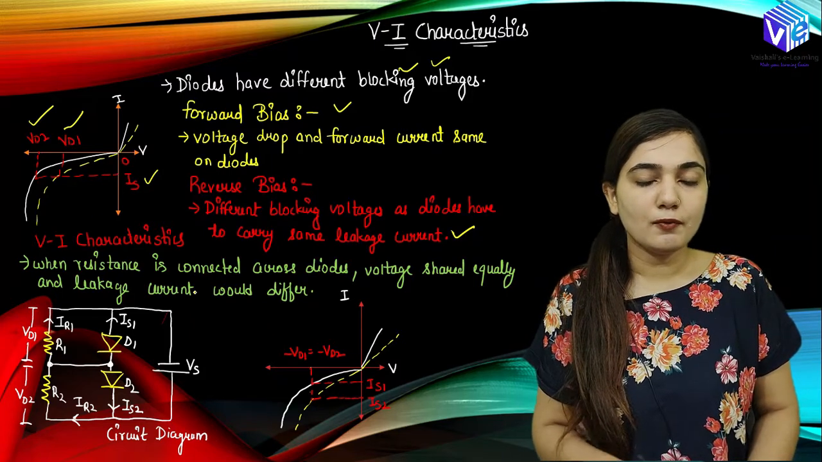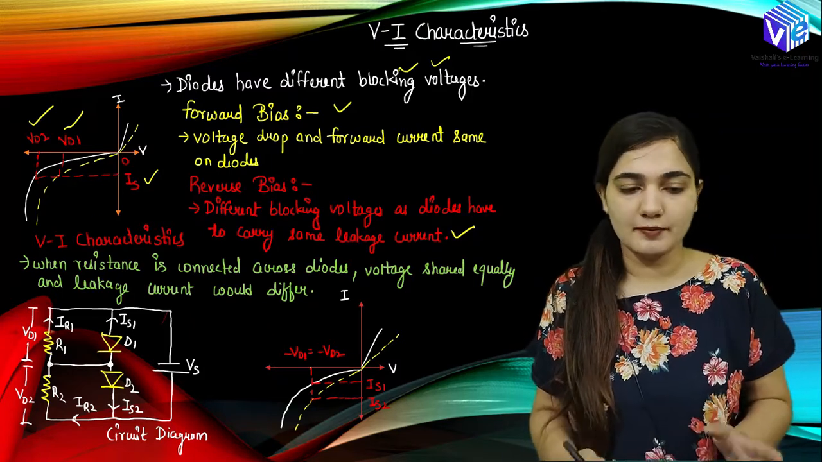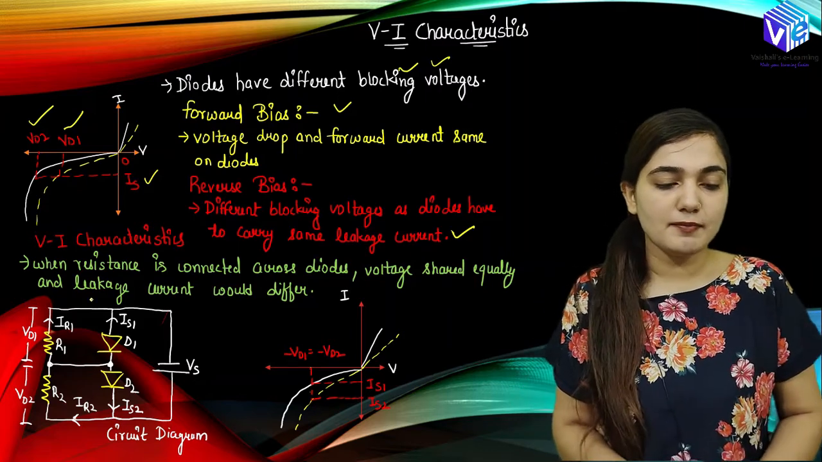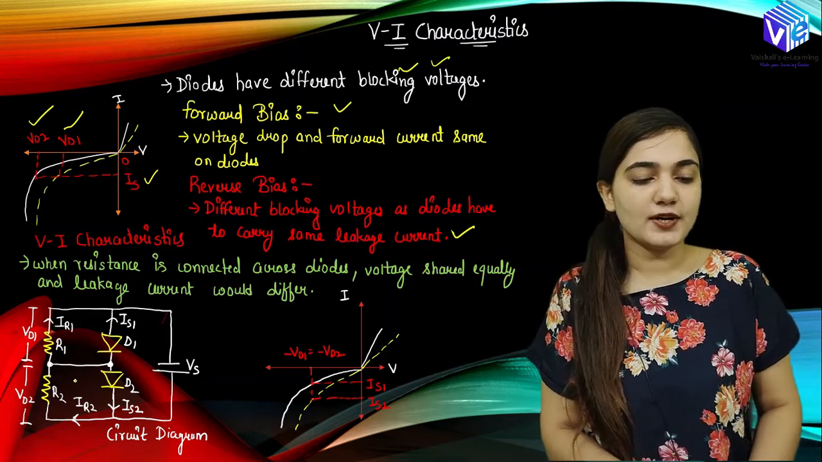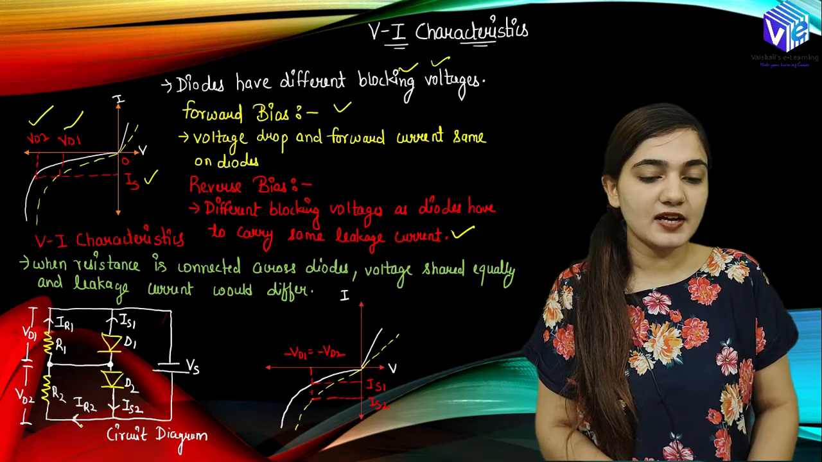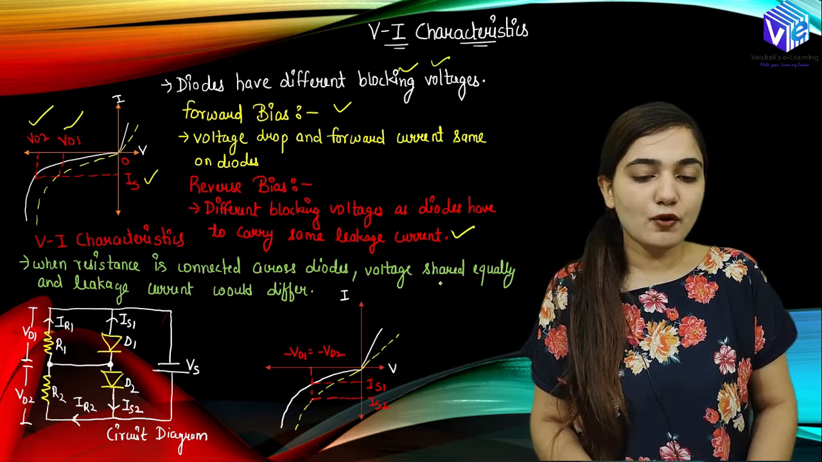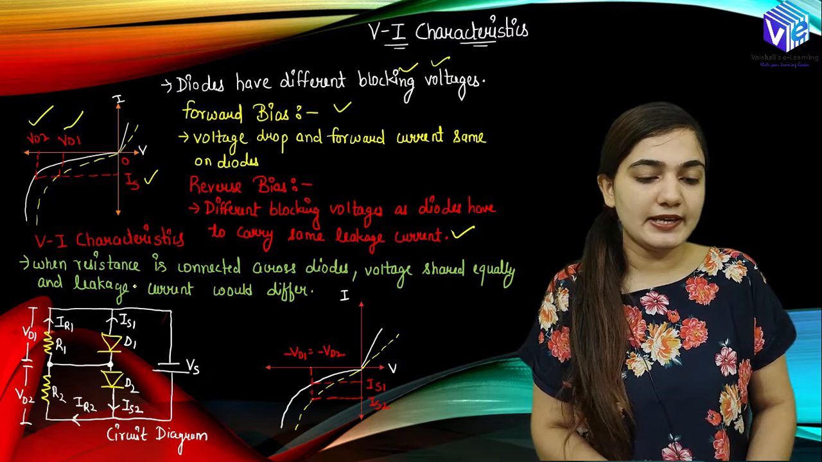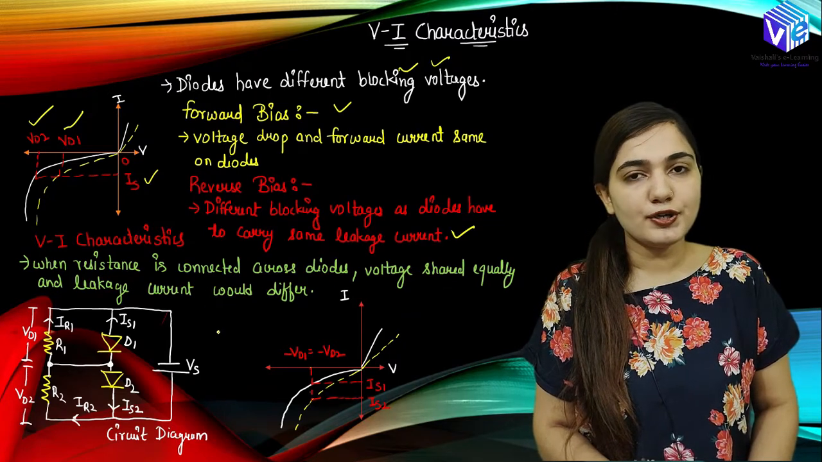So now how is this problem overcome? This problem is overcome by connecting two resistances, right? If I connect the two resistances across the diodes, the voltage is shared equally and the leakage current would differ, right?